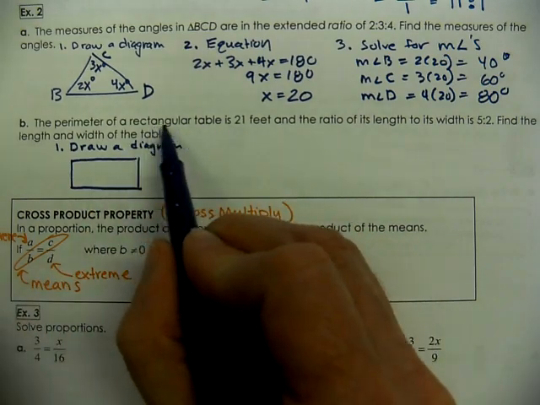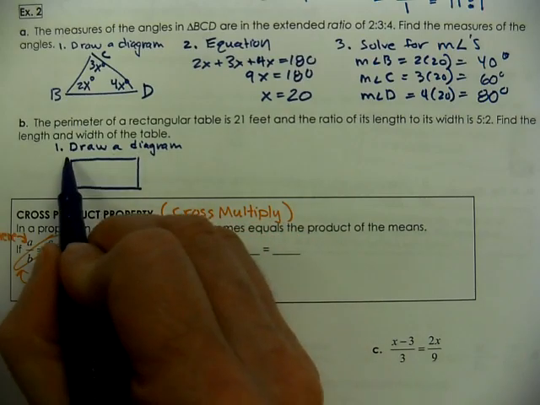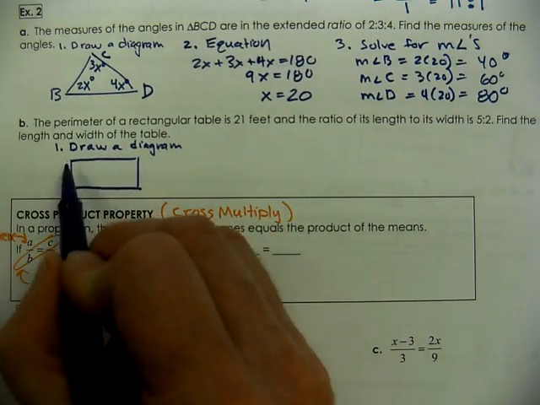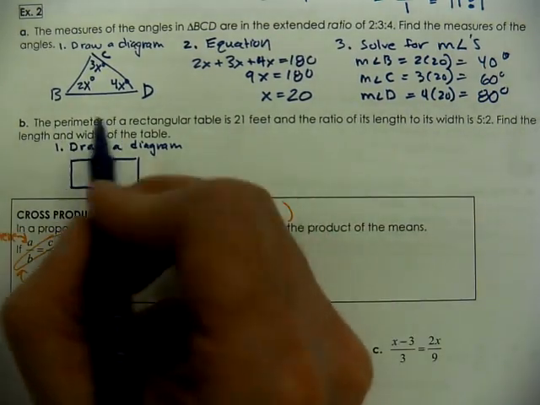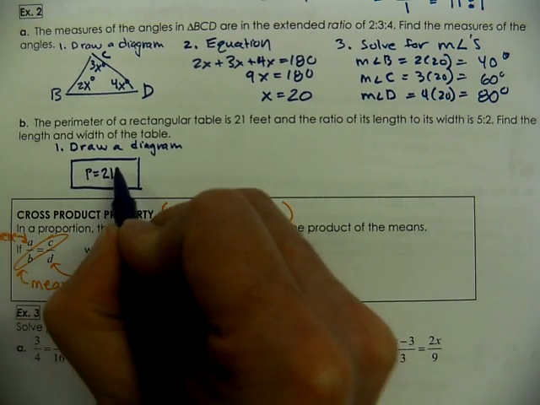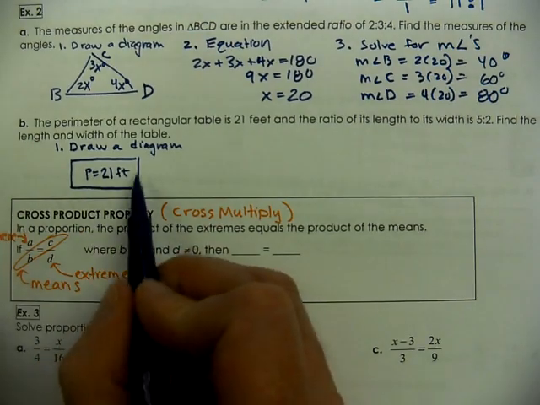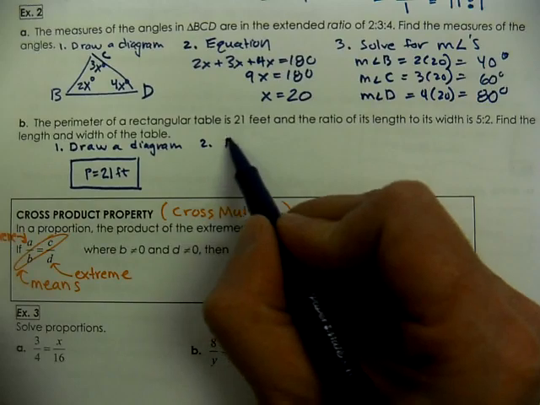Now, they're telling us that the perimeter is 21 feet. So if you were to measure all the way around and add up the length of all 4 sides, you would total up to 21. We don't know what those numbers are yet. That's what we're trying to find. We're trying to find the length and the width. So we're kind of working backwards here. We're starting off with the grand total of the perimeter and working backwards to figure out what the length and width must be so that they can add up to 21. Right? Step number 2, we have to write our equation.